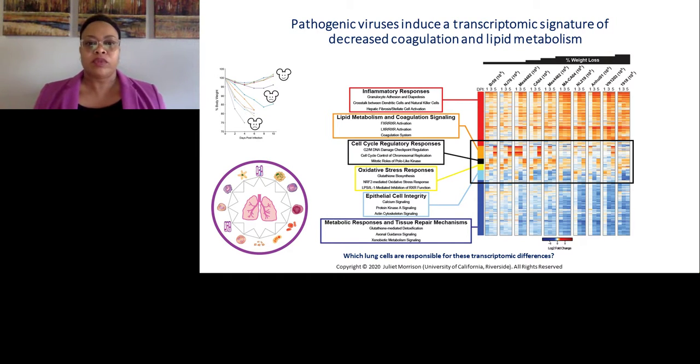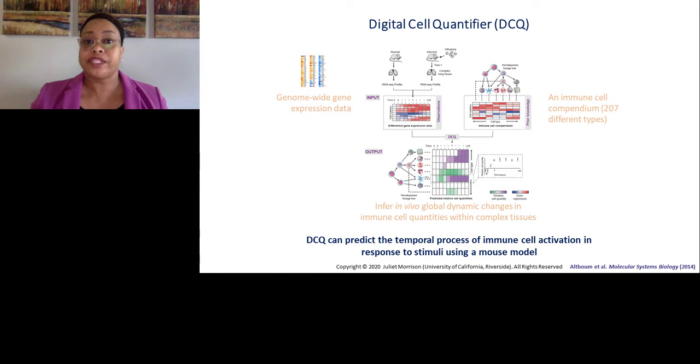So what does this even mean? Why are we seeing these transcriptional differences? The first thing to consider is that the lung is an amalgam of different cell types. We have multiple epithelial cells, and we have different immune cell populations. We wanted to find out which of these populations was causing these differences in the transcriptional responses we were seeing. To interrogate this, we used a tool called Digital Cell Quantifier, or DCQ.